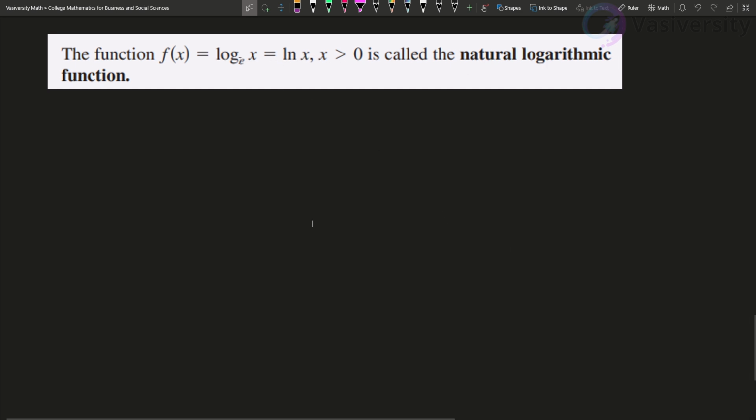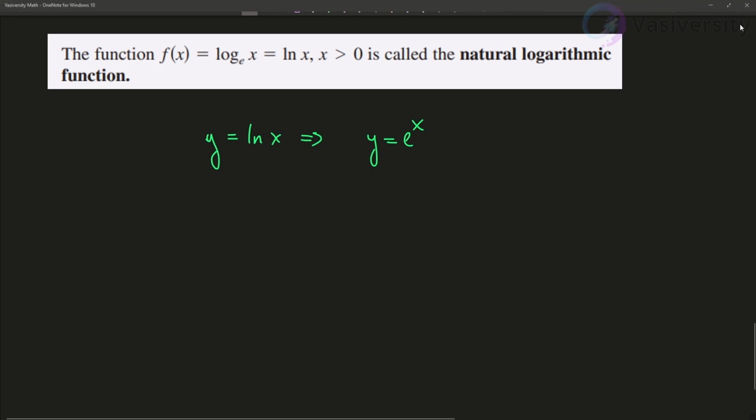So ln of x means that our base is e. And if we have y equal to ln of x, our inverse is essentially y equal to e to the x. So that's what we have here: e to the x, that was the exponential of Euler, and ln of x is also essentially related to Euler's number. Okay, and now some of the properties of the natural logarithms.